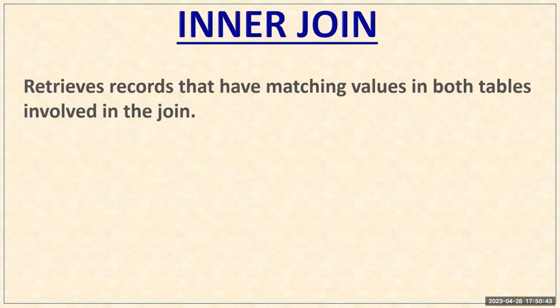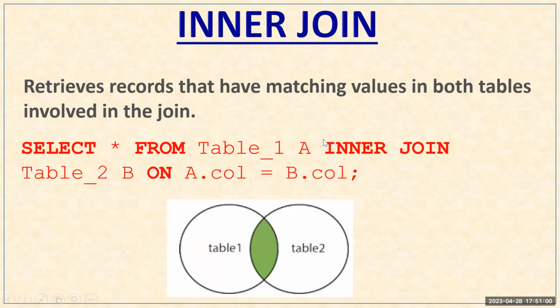So first, understand what inner join is. Inner join retrieves the records that have matching values in both the tables. So actually it retrieves the records, but it is going to check that the values match in both the tables. So this is the syntax for that.